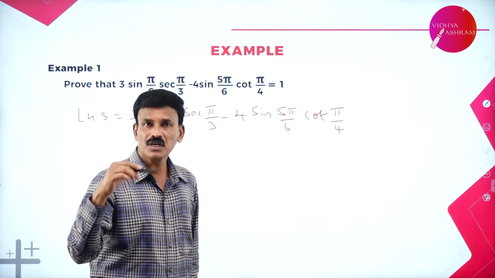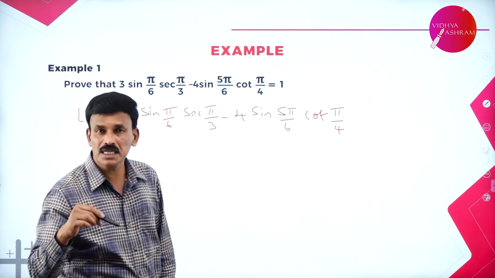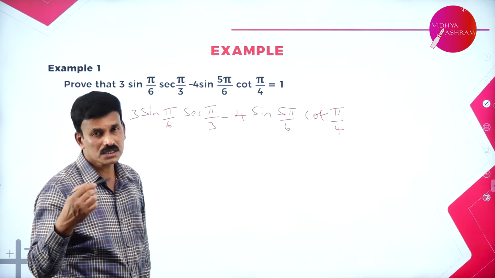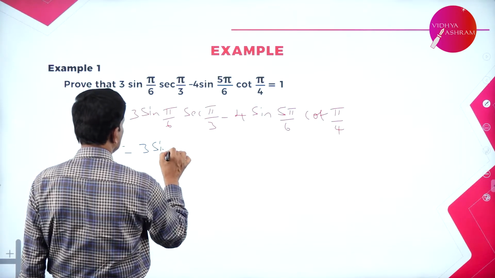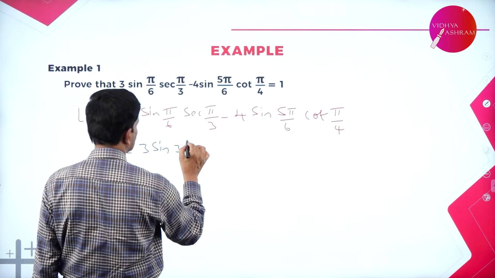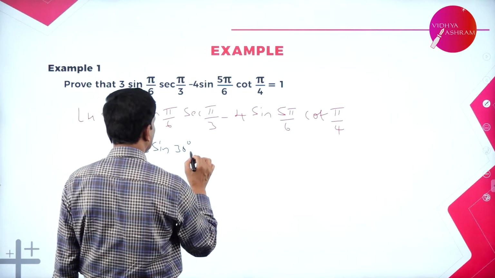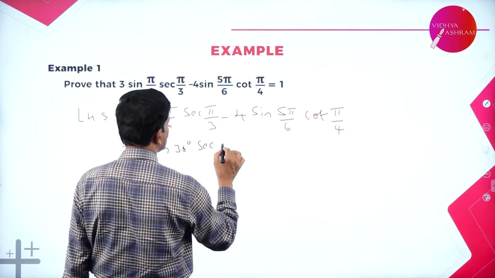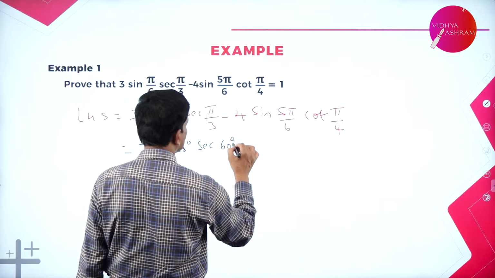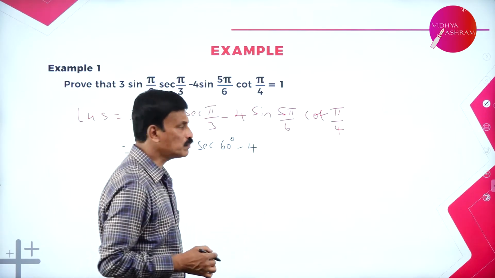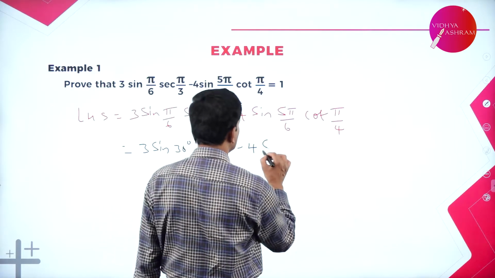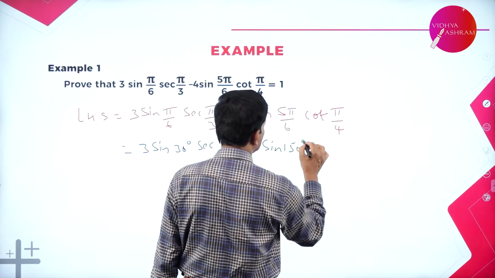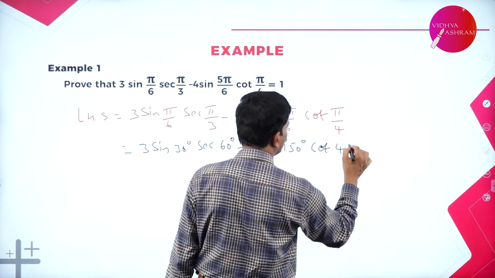Now suppose if you want, you can convert the radians into degrees, or as such you can substitute. Let me convert into degrees. 3 sin pi by 6, pi by 6 is nothing but 30 degrees, and secant of pi by 3, pi by 3 is nothing but 60 degrees. 4 into, what is pi by 6? Pi by 6 is 30. 30 into 5 is 150. Sin of 150 degrees into cot of 45 degrees.